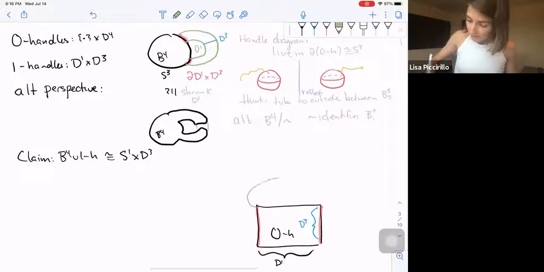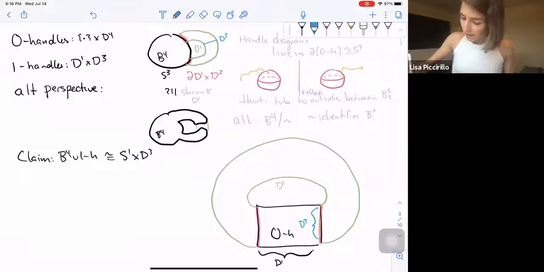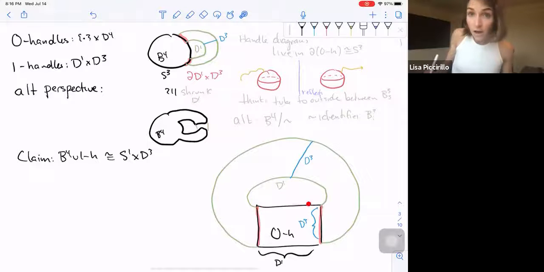So what are we going to see? We're going to see our D1s going in this direction, and the thickness D3 is like this. Okay, and now I claim we're supposed to just be able to look at this picture and decide that this is S1 times D3, right? So what have we done here? This D1 factor of my zero handle is glued up with the D1 from my one handle. This forms an S1 and it's D3 fat.